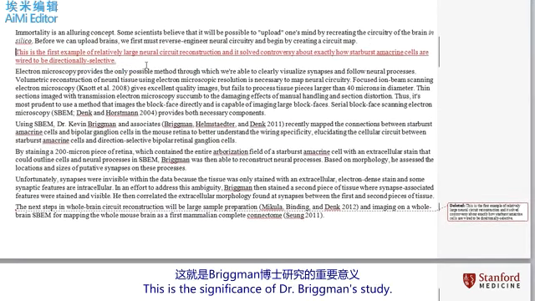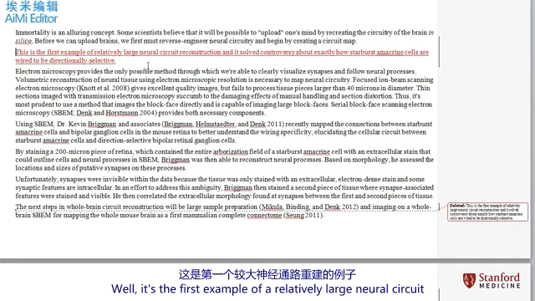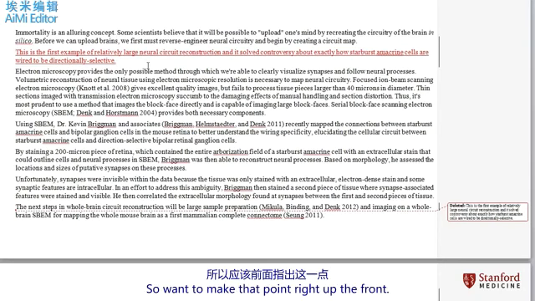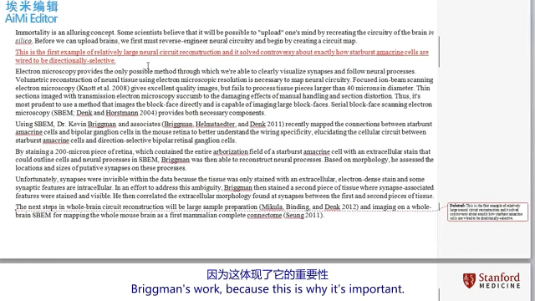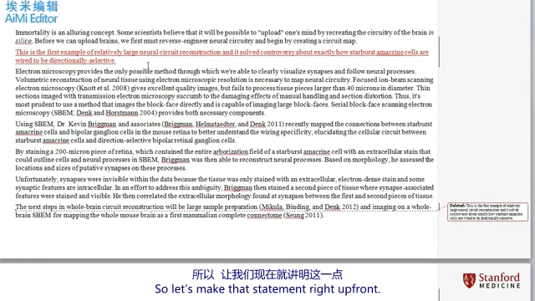This is the significance of Dr. Brigman's study. What did they do? Well, it's the first example of a relatively large neural circuit reconstruction. So I want to make that point right up front. This is why I'm even bothering to write a paper about Dr. Brigman's work, because this is why it's important. So let's make that statement right up front.